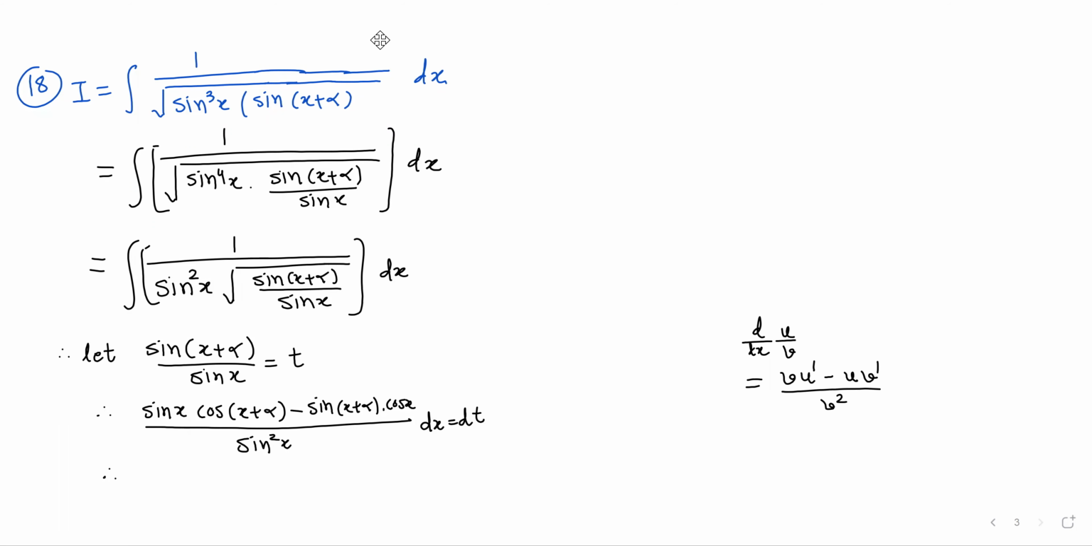So according to this formula, sin x remains as it is. Derivative of sin is cos. Again, the derivative of the bracket is 1, minus the first term, u remains as it is. Derivative of sin is cos upon sin square x. Clear? Okay. Now again, sin A minus B is sin A cos B minus cos A sin B, according to this formula.